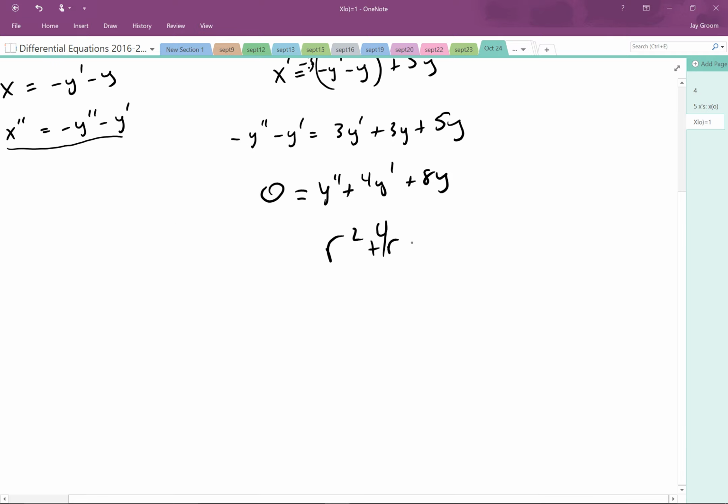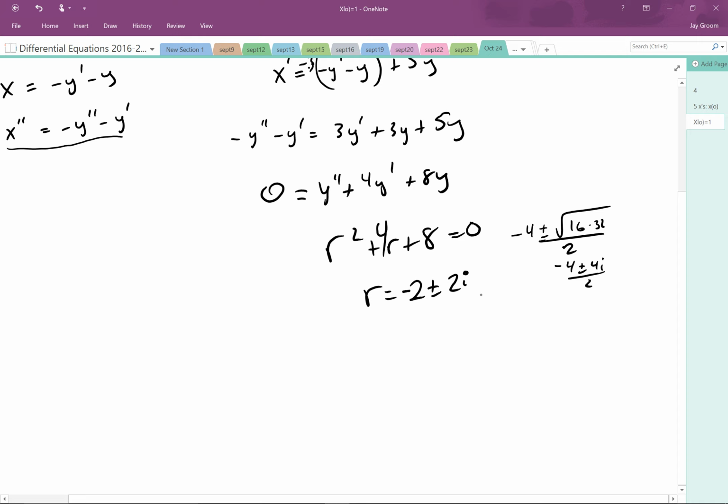It works. I know. And so you will find that the answer to this is r equals negative 2 plus or minus 2i. So negative 4 plus or minus the square root of 16 minus 32, over 2. So negative 4 plus or minus 4i over 2. There's your answer. Got it?